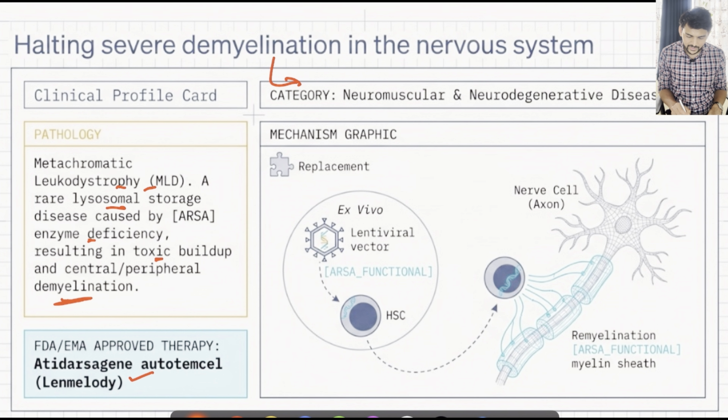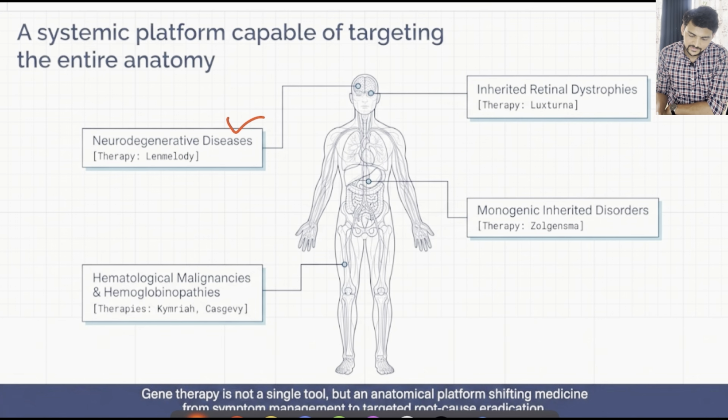So overall, just to enlist, we can say it is useful in many neurodegenerative diseases, inherited retinal dystrophy cases, monogenic inherited disorders like spinal muscular atrophy, even hematological malignancies and some hemoglobinopathies. We can use gene therapy. The same disorders are being listed out here. You can just take a screenshot of this slide.